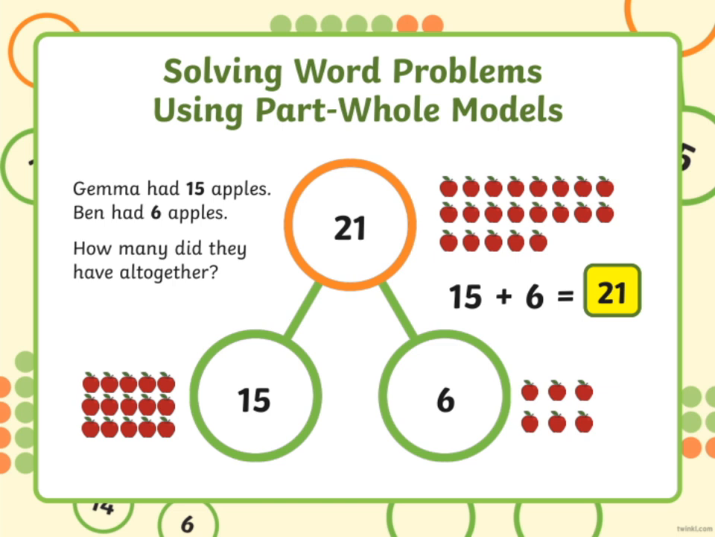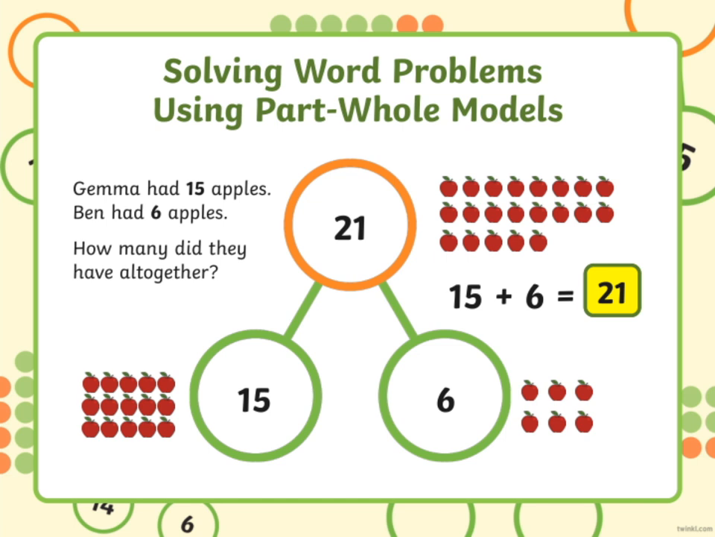When solving word problems like this, especially with addition, it's helpful to think of the problem as a whole, which is where part-whole models come into play. Part-whole models help us visualize how different parts, like Gemma's apples and Ben's apples, combine to make a total. So, in this case, we're adding 15 and 6 to find the total. Notice how the numbers are shown here: 15, 6, and their sum, 21. The equation 15 plus 6 equals 21 summarizes what we're doing, adding the parts to find the whole.